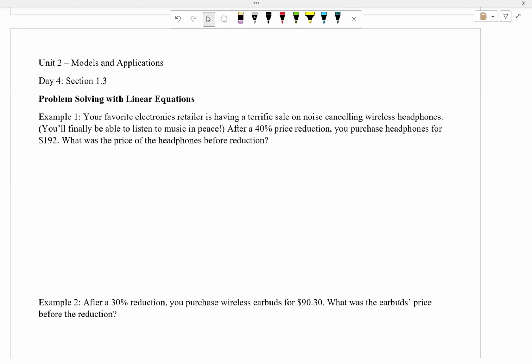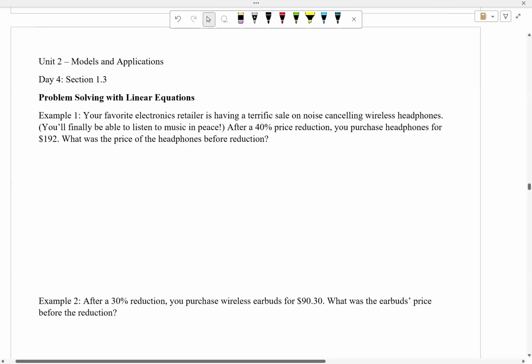I went a little bit over 12:30, excuse me. Okay, we actually have to make some headway into the packet. So 1.3 is models and application, otherwise known as word problems. Yay! Joseph is excited.